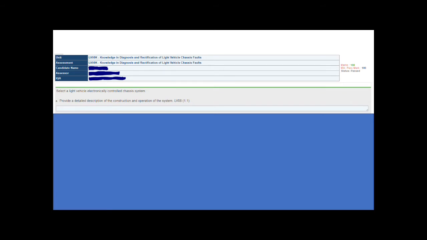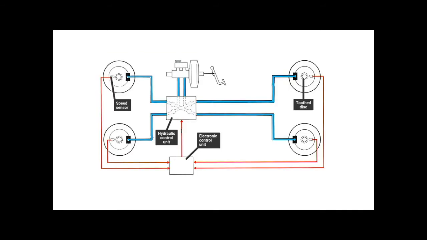Okay, so you've got to provide a detailed description of construction and operation. I would start with an overview. So find yourself a diagram, something like this one that I've got here, which shows you, basically you've got four wheels. The blue lines on this diagram show that we've got a conventional hydraulic system. So we've got our master cylinder pumping out brake fluid to each of the four wheels. All right. It also shows in the red lines the electronic circuit that supports that hydraulic system.